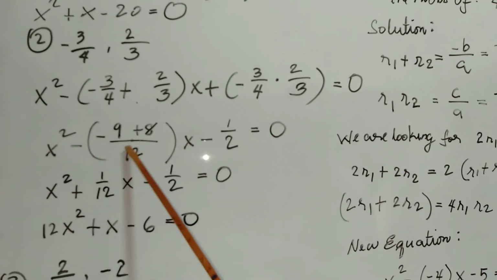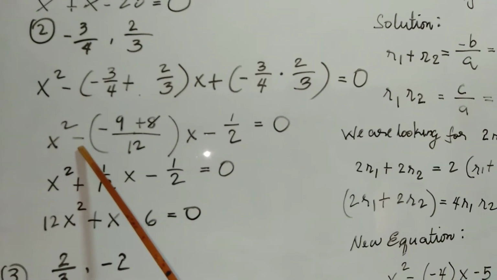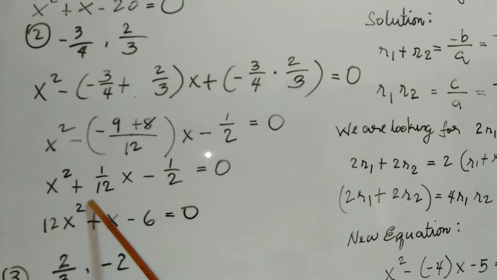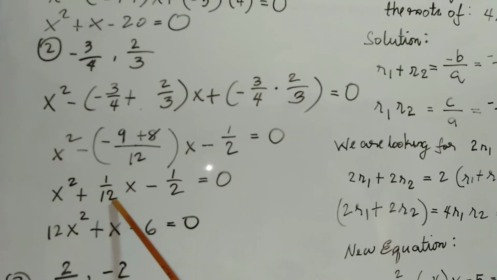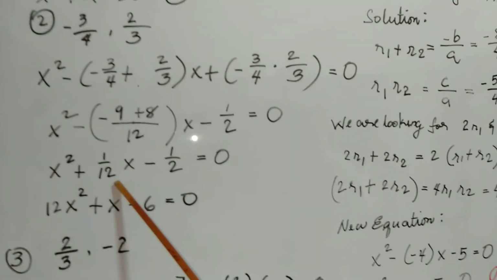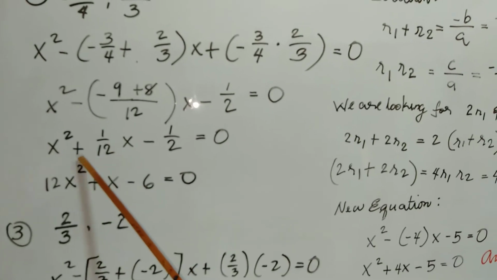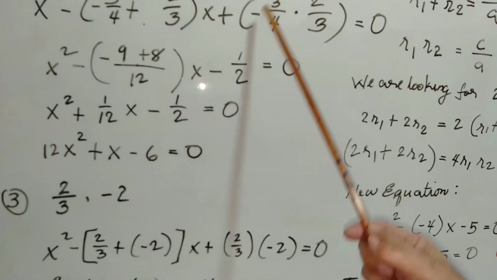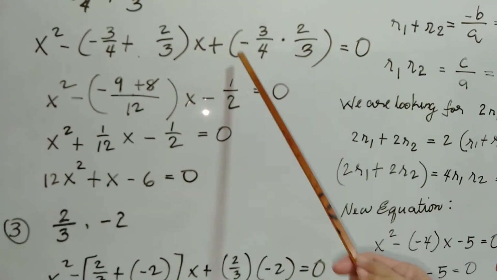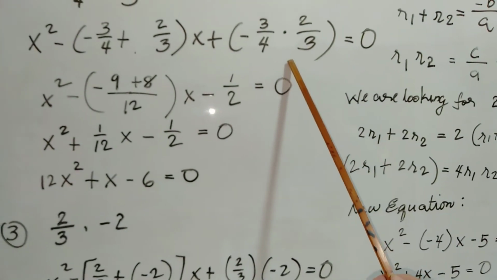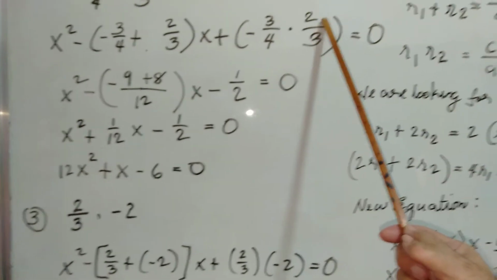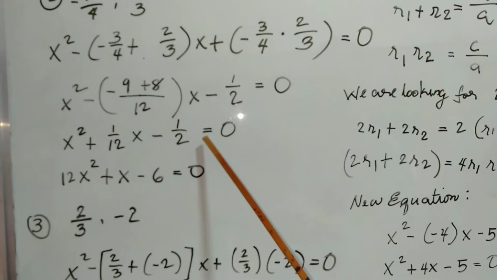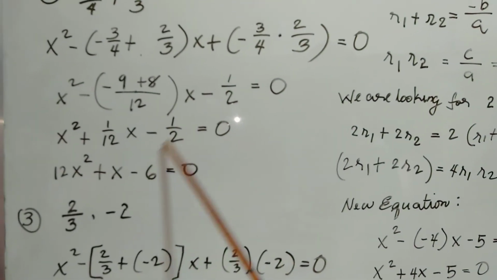So since this is negative and this one is also negative, the coefficient of the second term, b, is positive 1/12. X squared plus 1/12 x. And for the product of these two roots, we cancel out 3. So what remains is 2/4 or 1/2. So this one becomes negative 1/2.